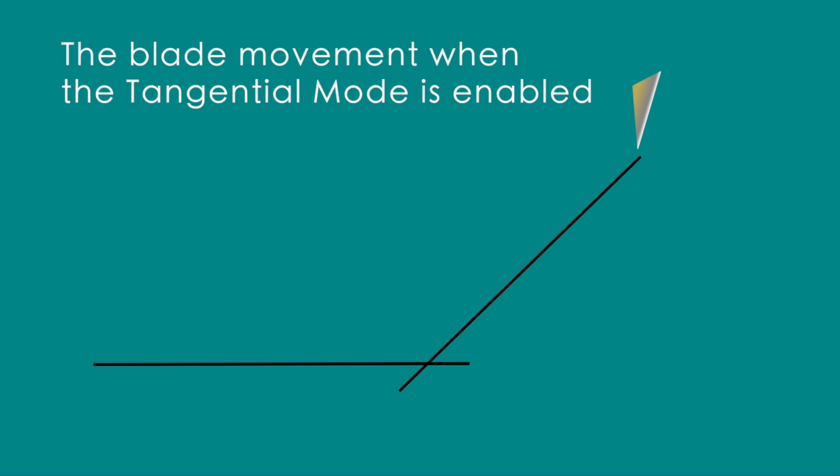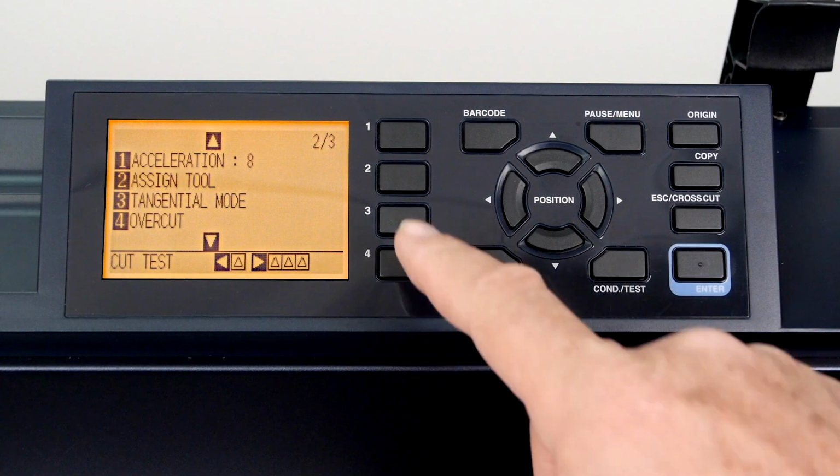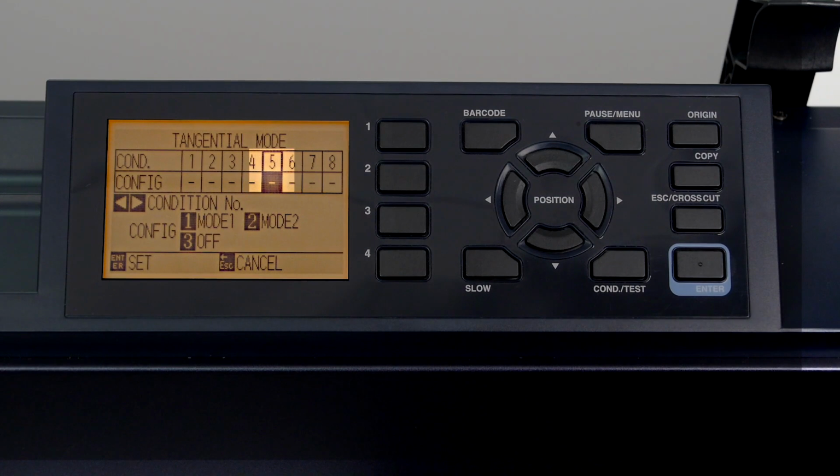But notice at the corner that it not only lifts out of the media, but it overcuts each line. When doing this, it allows the corners to have a cleaner cut. To enable the tangential mode, first press the 3 key. Condition 5 is highlighted, so we now have a choice of pressing 1 for mode 1, pressing 2 for mode 2, or pressing 3 to keep it disabled.